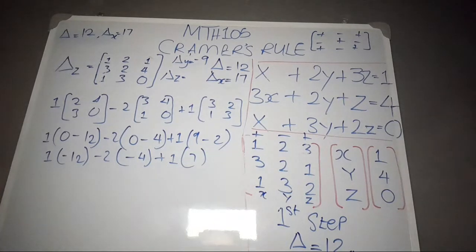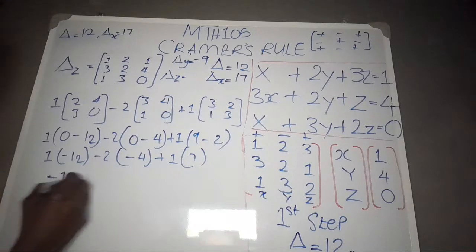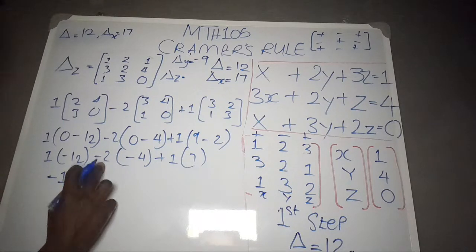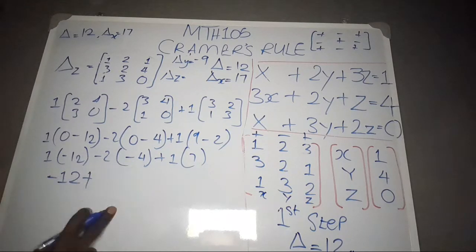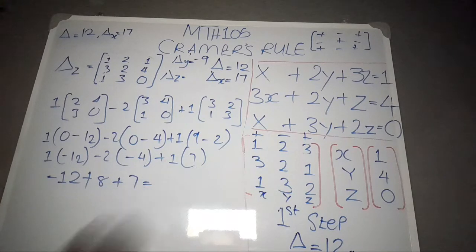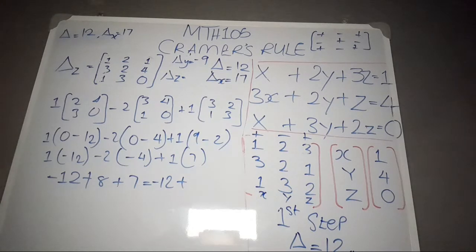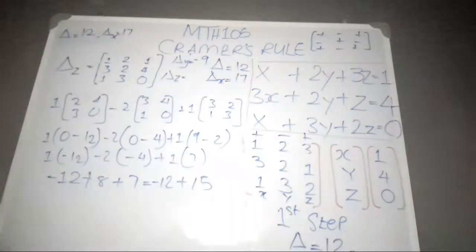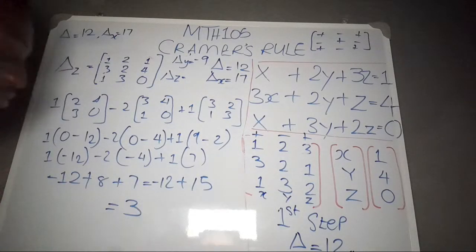So we may then say 1 multiplied by 12 minus 12, that gives us minus 12. Minus, now this is minus 2 minus 4. This is plus, that's 2 times 4, that gives us 8. Then we have plus, that gives us 7. So when we say minus 12 plus, that's 8, that should give us 15. So when we say minus 12 plus 15, that should give us positive 3.